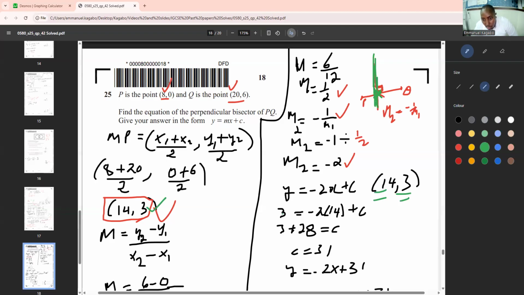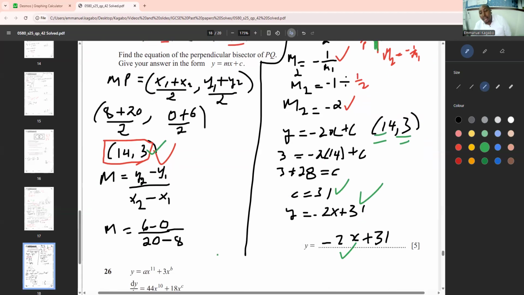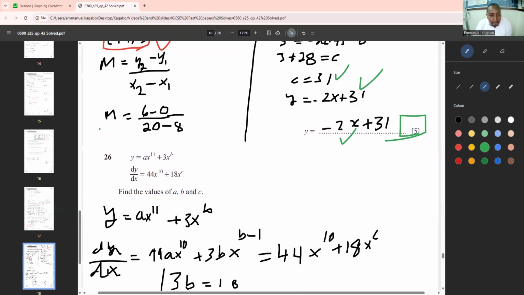So, it is 3 as the y value equals -2 bracket 14 plus c. -2 times that gives you -28. When I bring it to the other side, it will give me c equal to 31. So then substitute in the formula, that will be the equation of the perpendicular bisector, and I've got my 5 marks. Wow, as easy as pie.